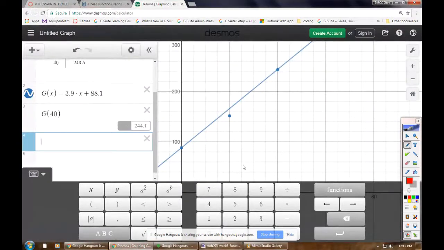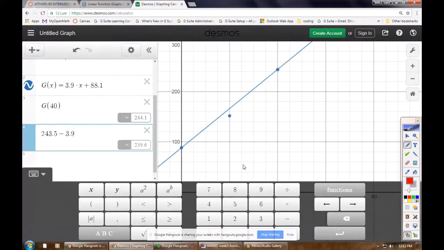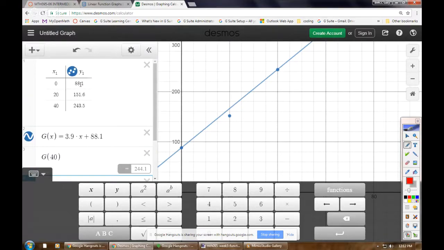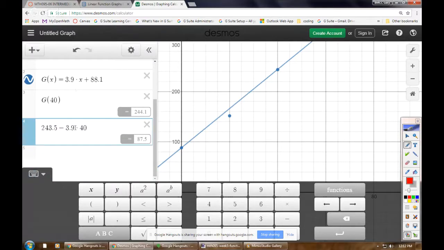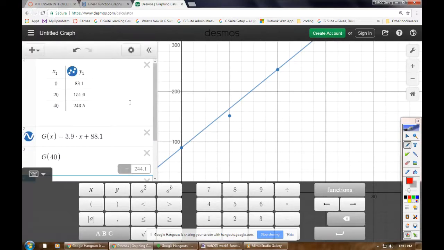So I'm taking that 243.5 and taking away from it 3.9 times 40 years, and it gives me 87.5. Now again, I mentioned that we weren't going to get exactly this y-intercept. We're close though, because that 3.9 is the rounded slope. I think the actual number was 88.1. If I use the actual number without rounding it, I'll get a better exact answer. If I round any number and do a calculation, I get an approximate. So 87.5 is close to 88.1, in this ballpark here.